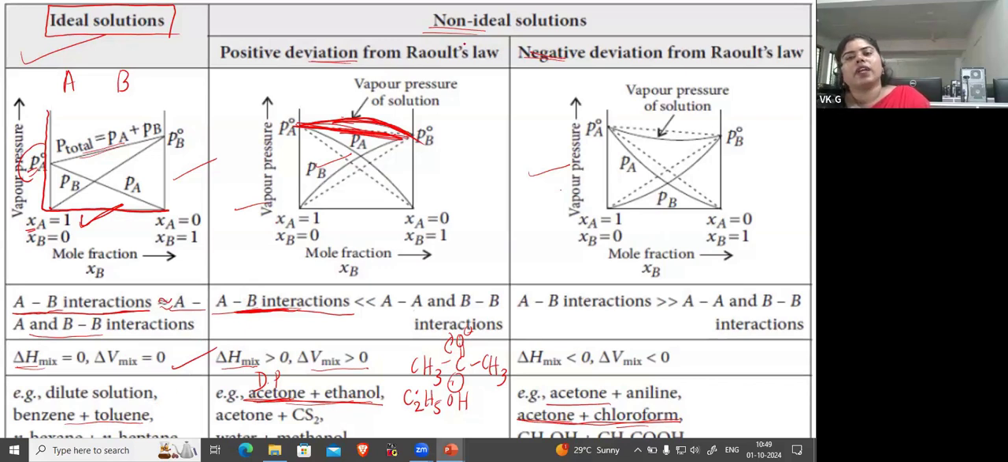You need to remember the examples. Then you have non-ideal solutions showing positive deviation and negative deviation. Positive deviation means vapor pressure has increased. You have to remember that. Why? Because repulsion takes place. Whereas in the case of negative deviation, it decreases. Why? Because there is attraction going on between the two components after adding, compared to before adding. Examples you need to remember.